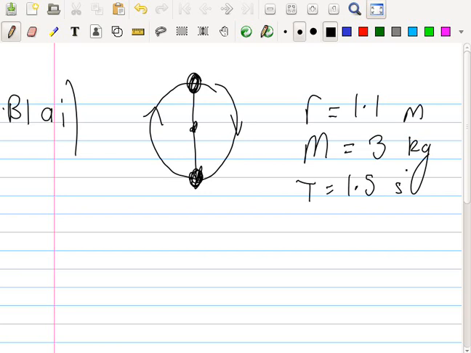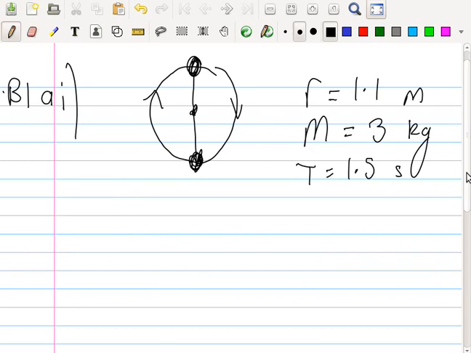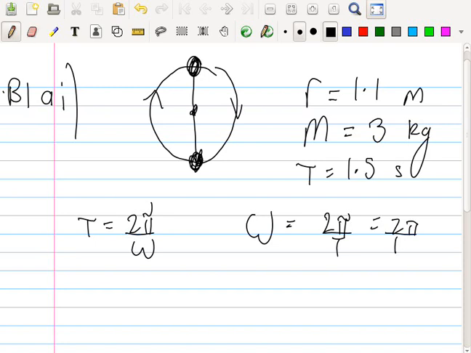And he asked for the angular frequency, or the angular velocity. The omega is what he wants. I'm sure it's in the formula book, but the formula I'm going to use is T equals 2 pi over omega. That is on the bottom of page 3. So omega equals 2 pi over T, which equals 2 pi over 1.5.